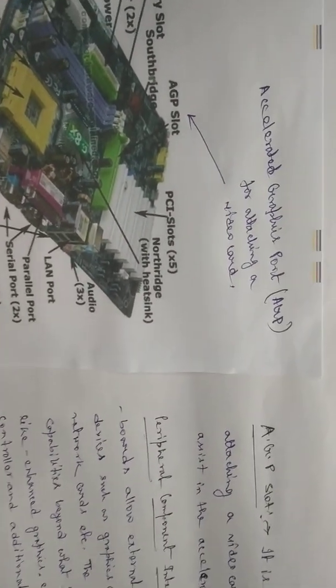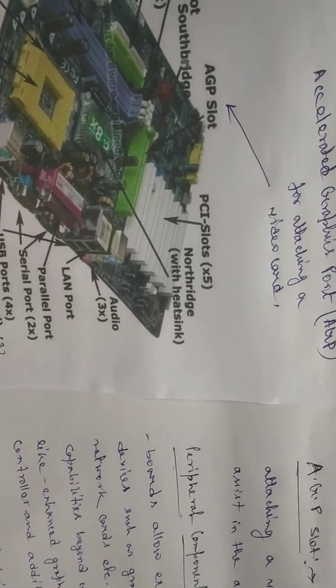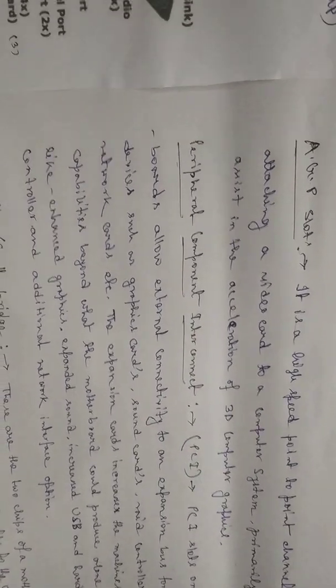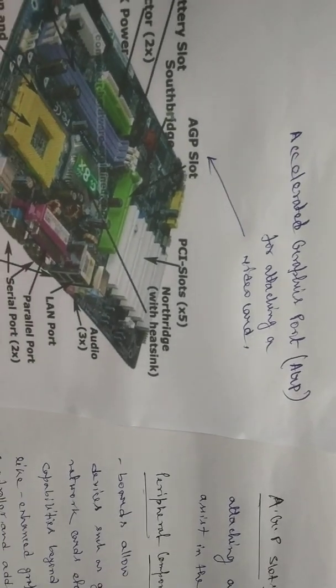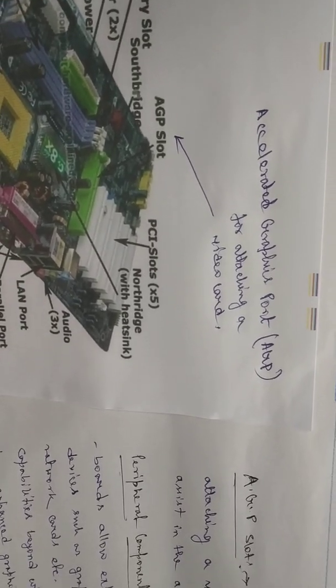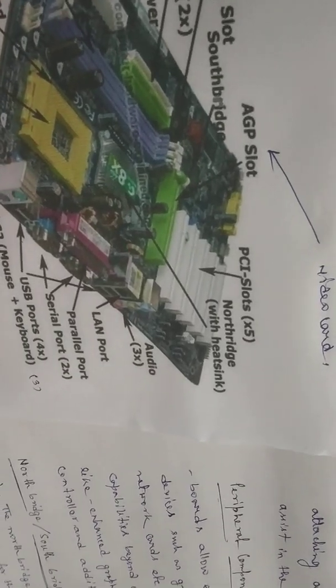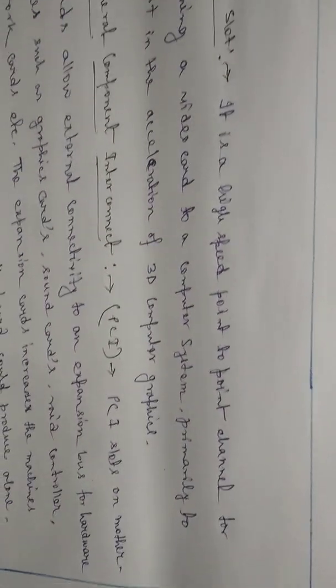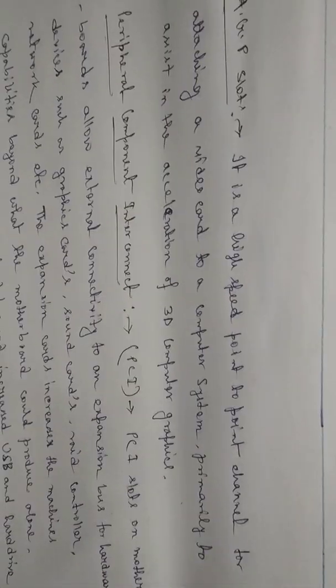And then you can see another thing, PCI slot. Here is 5 PCI slot. What is PCI? Peripheral Component Interconnect. And above that you can see a AGP slot. The full form of AGP is Accelerated Graphics Port. Now see the AGP port, the green one. Here is the green slot. This is AGP slot. Now what is AGP slot? It is a high-speed point-to-point channel for attaching a video card to a computer system, primarily to assist in the acceleration of 3D computer graphics.